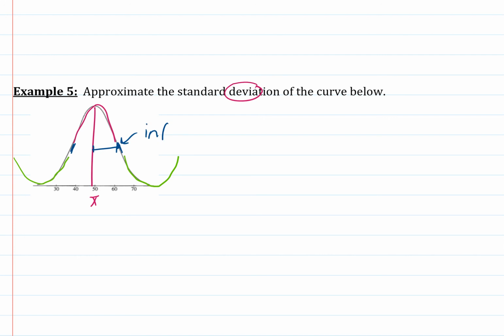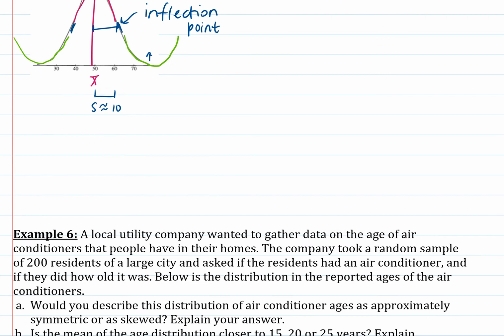It's called the inflection point, the point where the concavity changes, right? It's concave down right here and concave up right here. And so the inflection point is that point where concavity changes. So my standard deviation is about 10 in this case.